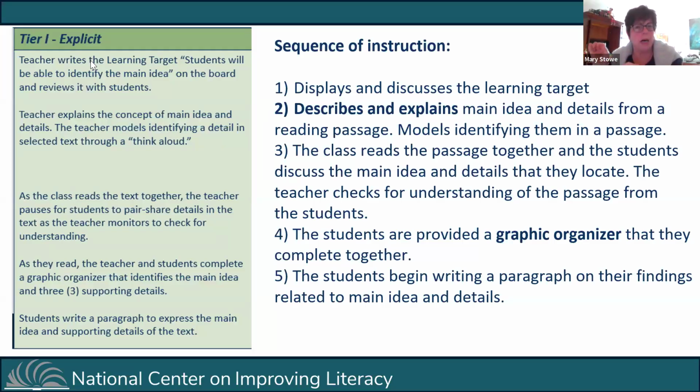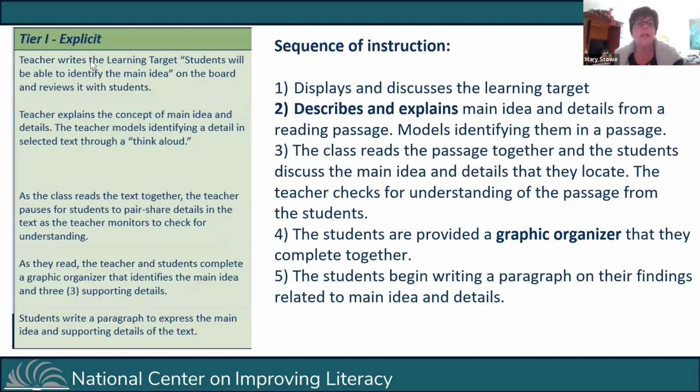The teacher is going to model identifying them in the passage. So the class reads a passage together. The students discuss the main idea and details that they locate. The teacher checks for understanding of the passage from the students. So you've noticed we've provided that learning target. Students know what they're going to be doing. The teacher describes and models for them what they're to be doing. The class then does that together. And the teacher then checks to make sure that they've understood that.